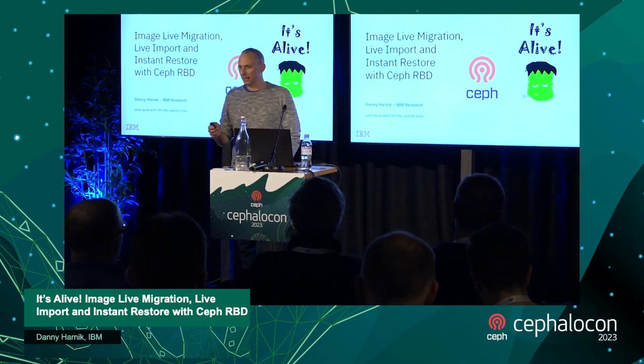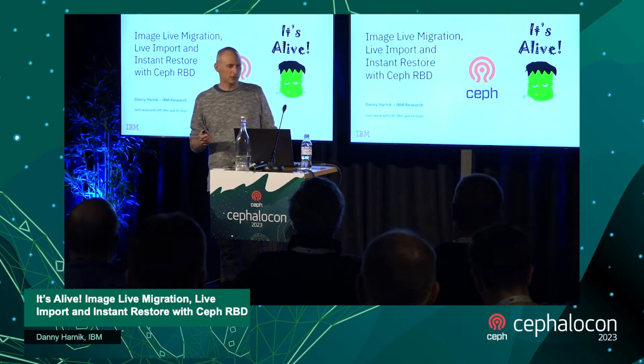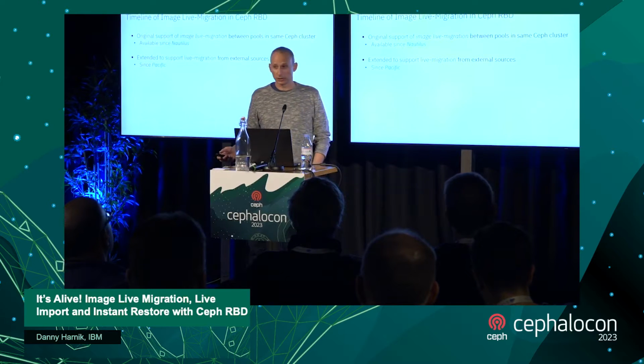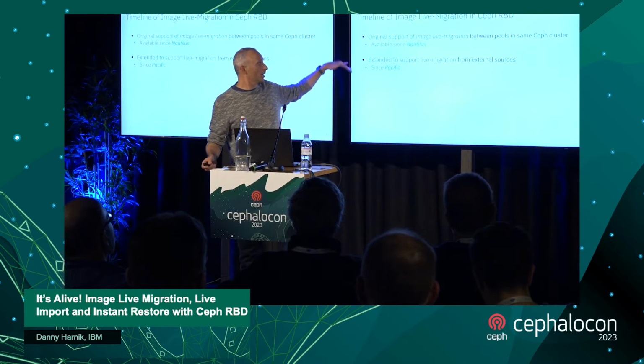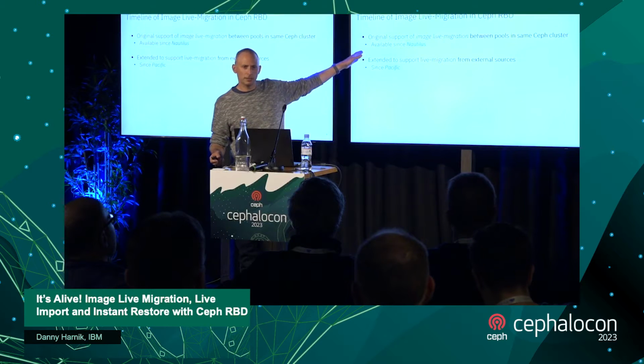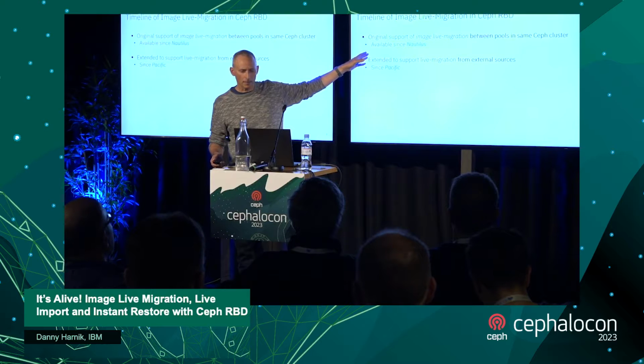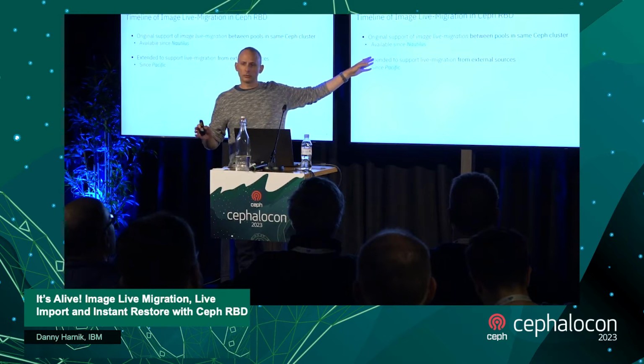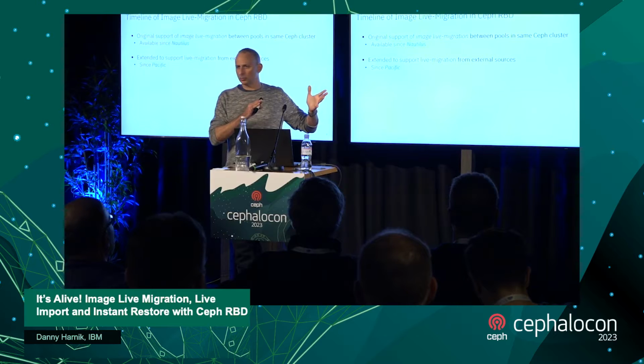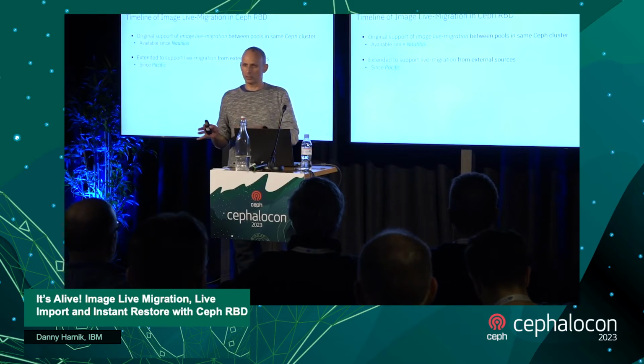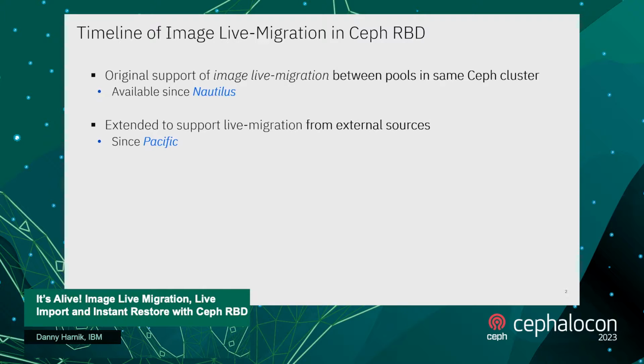So basically, what is this talk about? It's about a feature called image live migration. A bit on the timeline of the feature. It's been around for a while. It started in Nautilus. In Nautilus, it was only migrating an RBD image between two pools in the same cluster. The reason was mainly if you want to move between erasure coded and replicated, for example, or some setting change, and you want to keep your image alive but move it quickly.